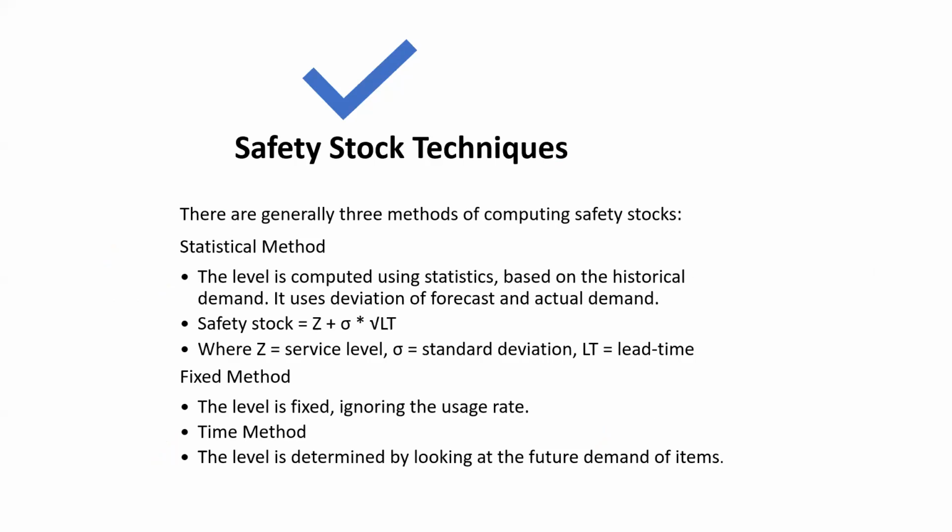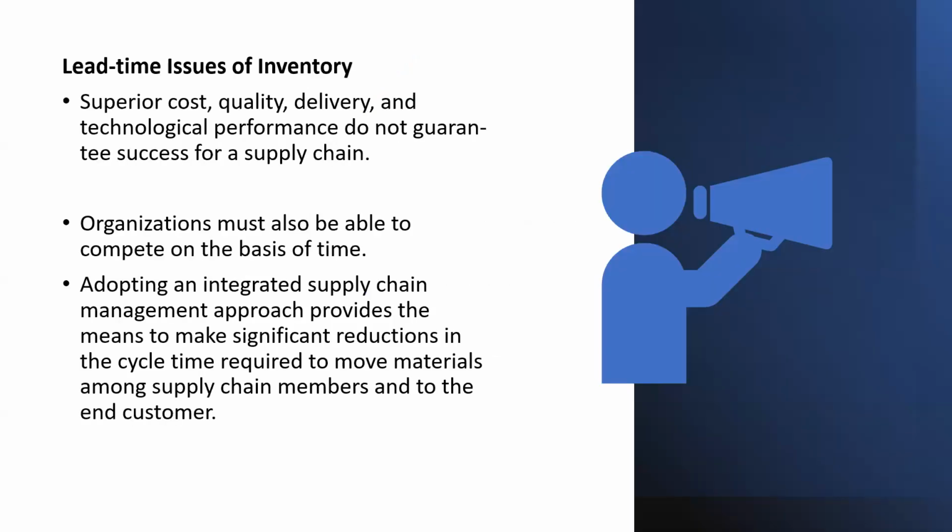So there are some techniques that companies, inventory managers or operations managers use to maintain their safety stock. Number one, sometimes they use statistical methods, which I will not go into. Sometimes they use fixed methods, and the last one I think has to do with lead time issues. They use these to actually compute their safety stock. What I thought is lead time issues in inventory.